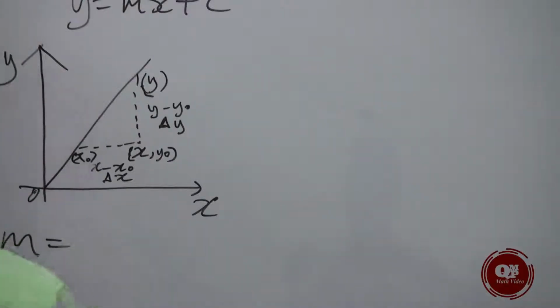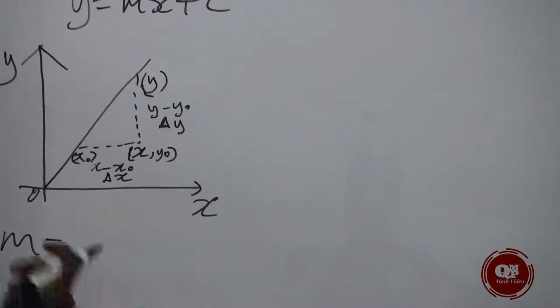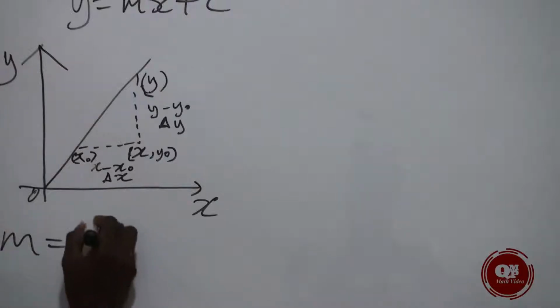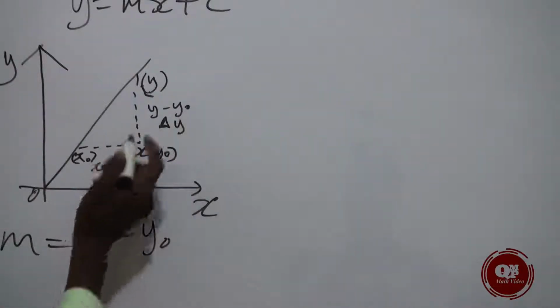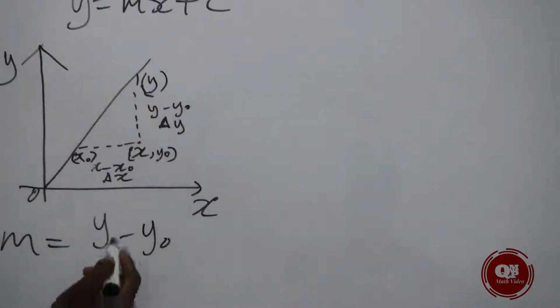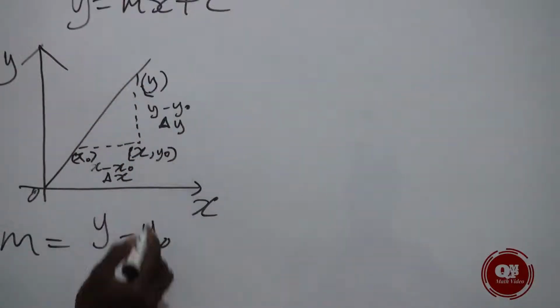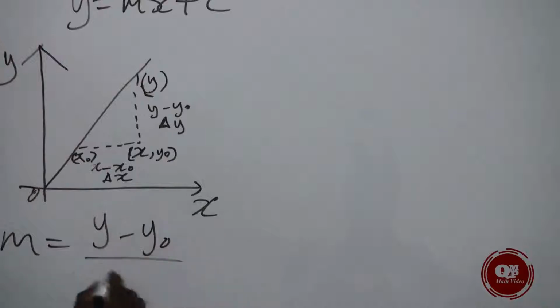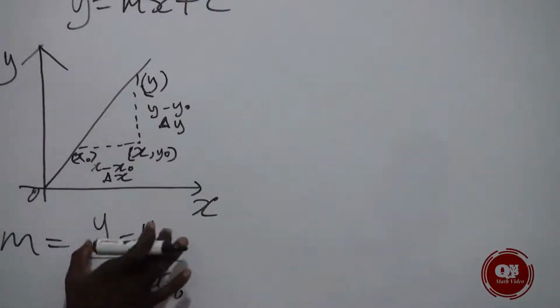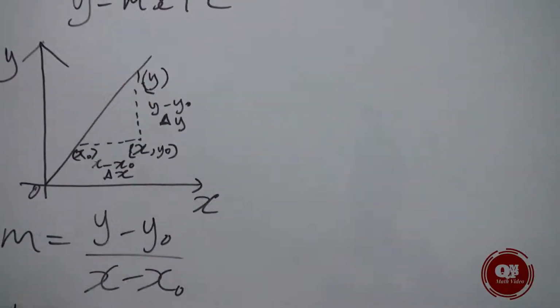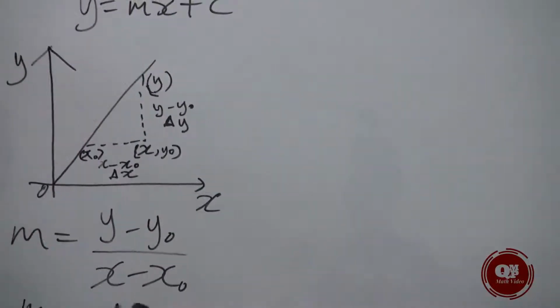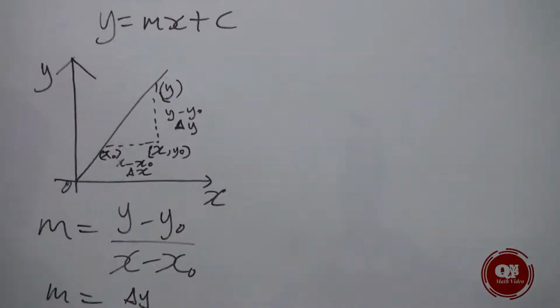So knowing that, we know the general formula is the change in y over the change in x. So we have y minus y naught, where the y happens to be the final y, and our y naught happens to be the initial y, over x minus x naught. Good. Now we have another way of writing this change: m is equal to change in y over change in x.